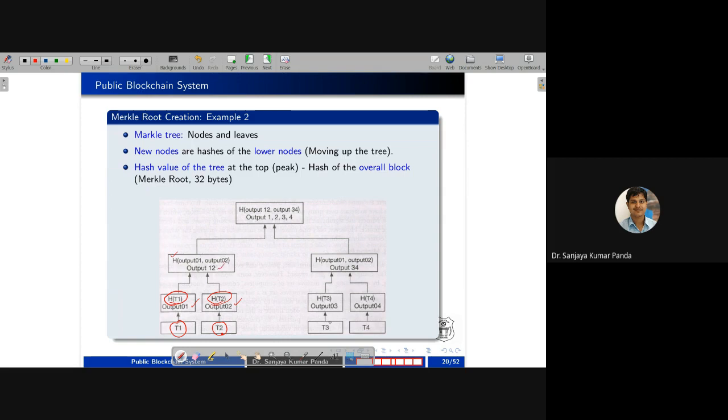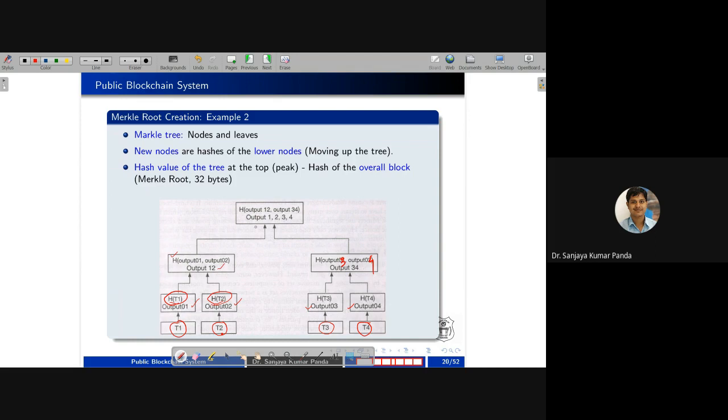In a similar fashion, here you have two transactions, T3 and T4. H of T3 you are calculating here, H of T4 you are calculating here. That is your output 3, output 4. I am calculating the hash of output 3 and output 4. Okay, this is output 3 and output 4, so we call that output 3, 4.